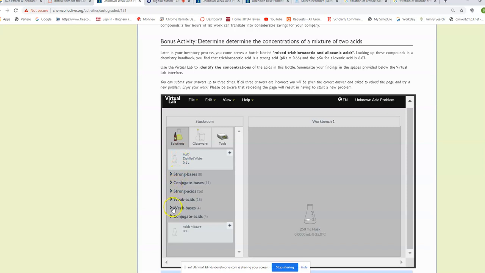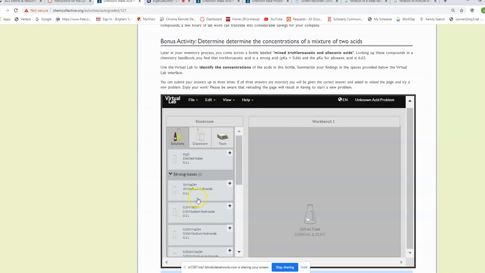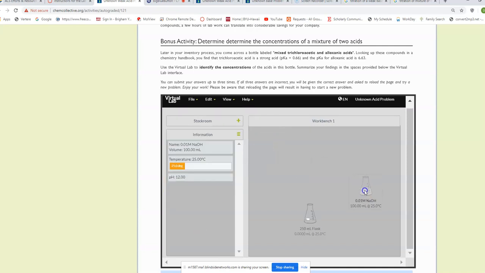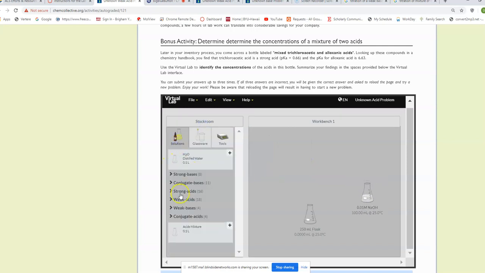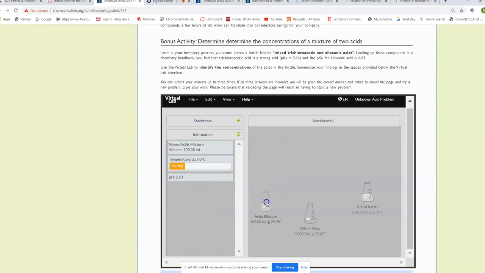Okay, so where are we at? We're looking for our strong bases again, but this time we're going to use only the 0.01 molar sodium hydroxide, right? Why are you using sodium hydroxide instead of hydrochloric acid? Well, because it's already acidic. This is an acidic mixture. For the one that you led us in, you had an unknown base, right? Oh, this is an acid. Okay, yeah, this is an acid.